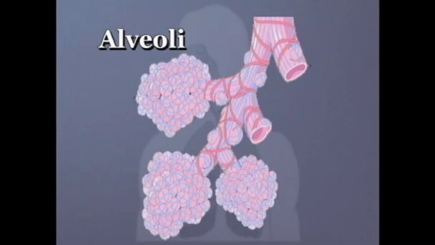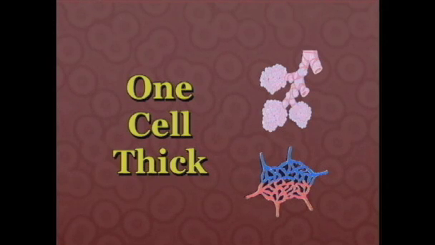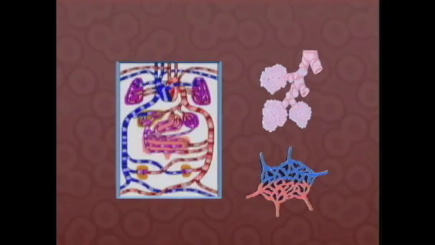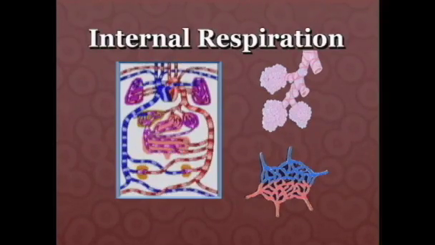Each alveoli is covered by a dense network of tiny capillaries. Capillaries are the smallest blood vessels in the body. Both the alveoli and the capillary membranes are only 1 cell thick, allowing for the efficient transfer of gases from the lungs to the blood. This stage of gas exchange is known as internal respiration.